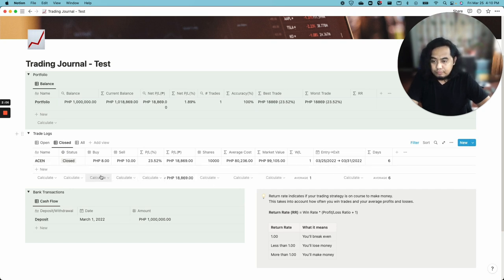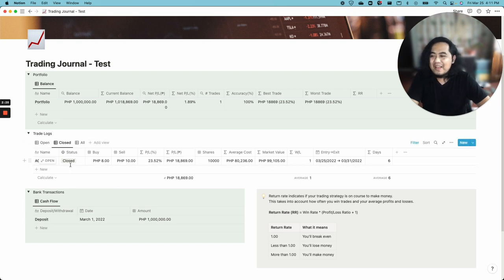I positioned the P&L near the buy and sell prices because I know PSE traders really like to share their positions and don't want to include the average cost or market value. So we can screenshot only this portion.